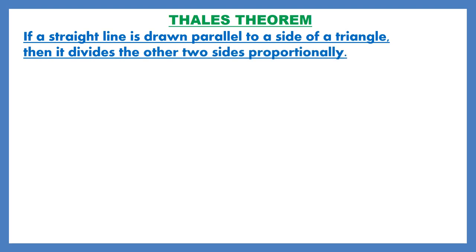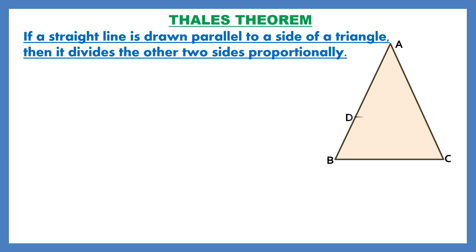So let us draw a triangle here and draw a parallel line. According to the figure, let us write data. In triangle ABC, DE is parallel to BC. So the next step is to write what we have to prove.